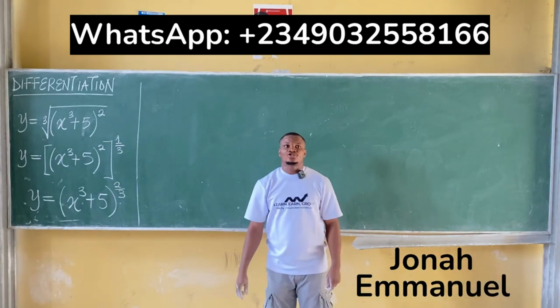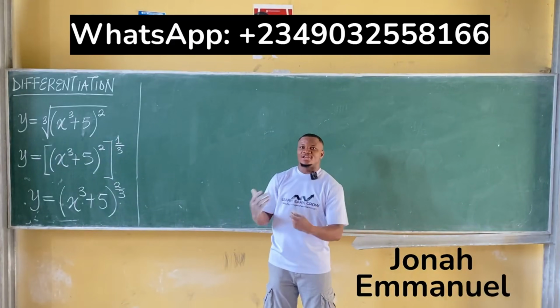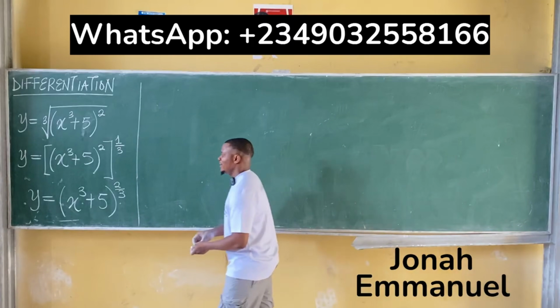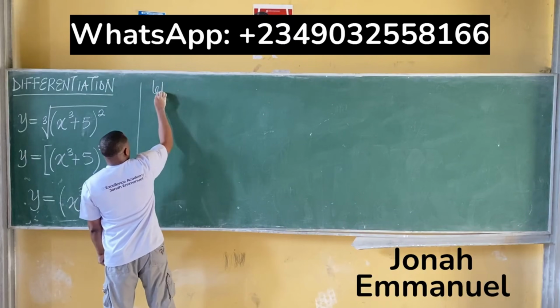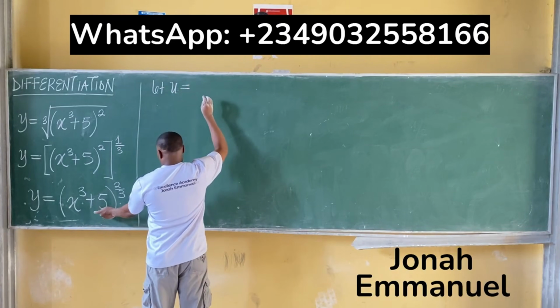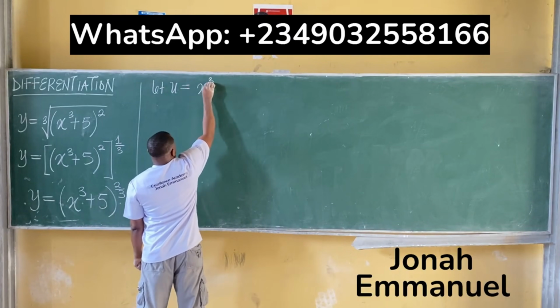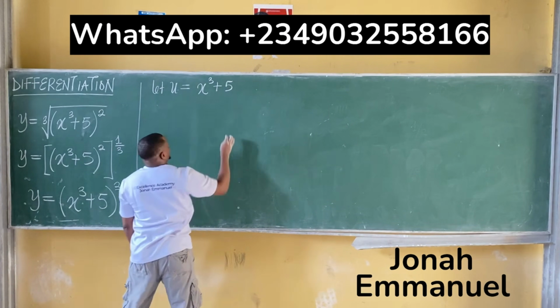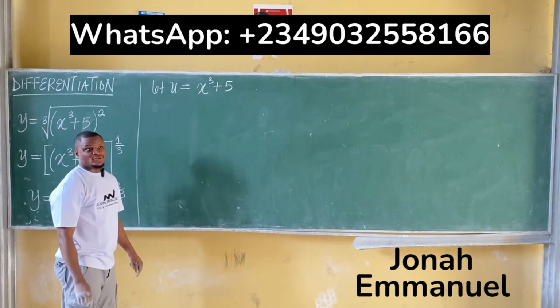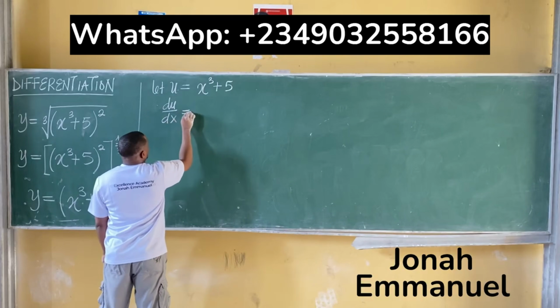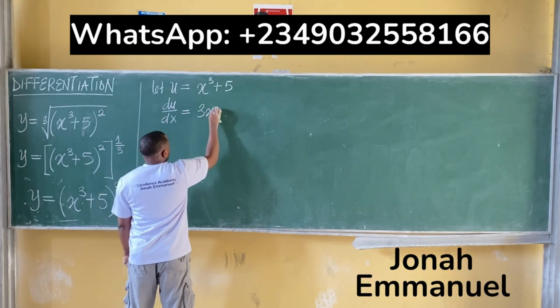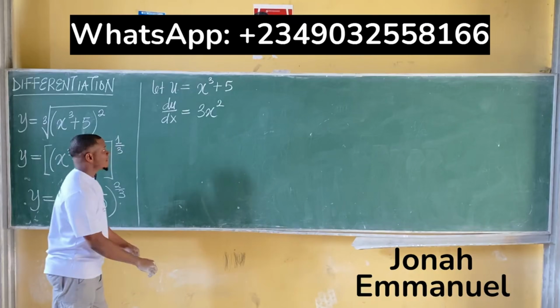Okay, at this juncture, we can now bring in the let u be this. From here, of course, first step, we say let u be equal to the term in the bracket, x cubed plus 5. Differentiate u with respect to x. You get du/dx equals 3x squared. You've gotten this.